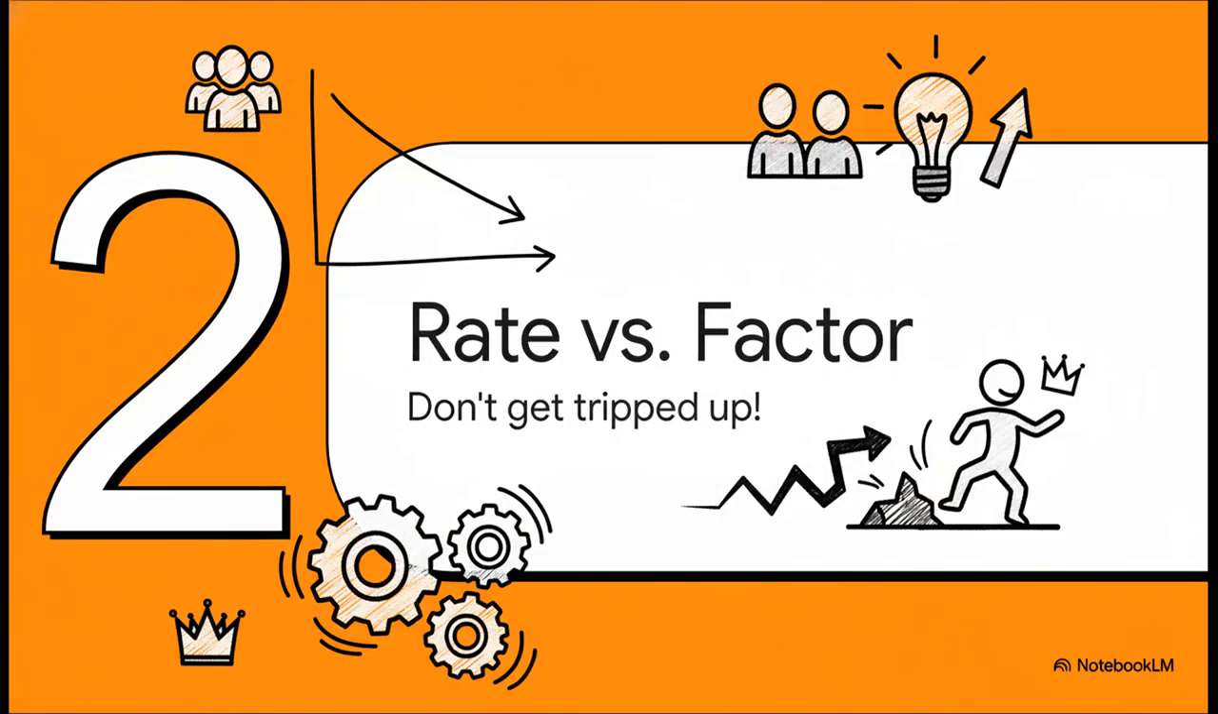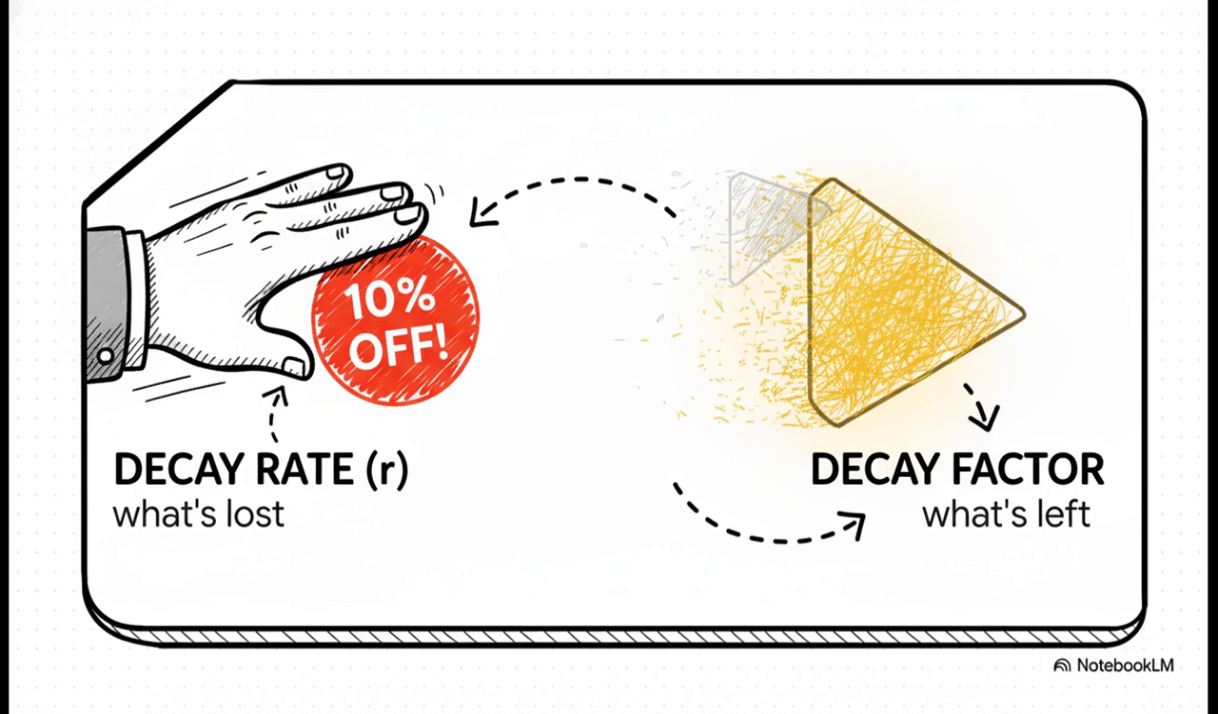Okay, quick huddle. I'm about to give you a pro tip that's going to save you a ton of headaches. This is the one thing, the one part of the cheat code that trips almost everybody up. But not you, not today. Let's talk about the decay rate versus the decay factor. The rate, which is R, is the discount. It's the 10% off sticker.